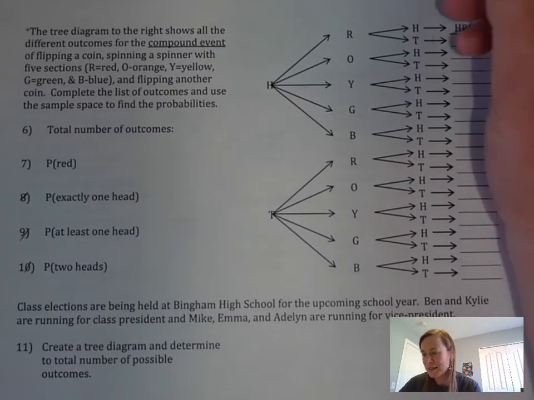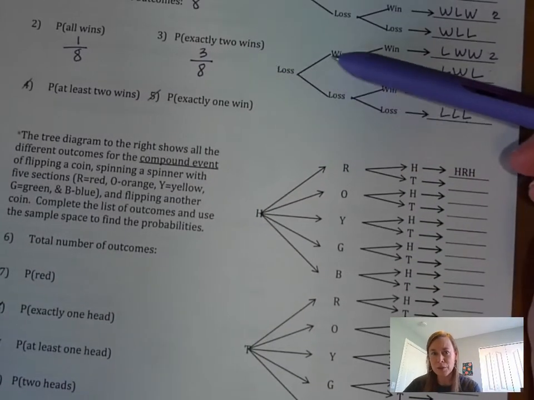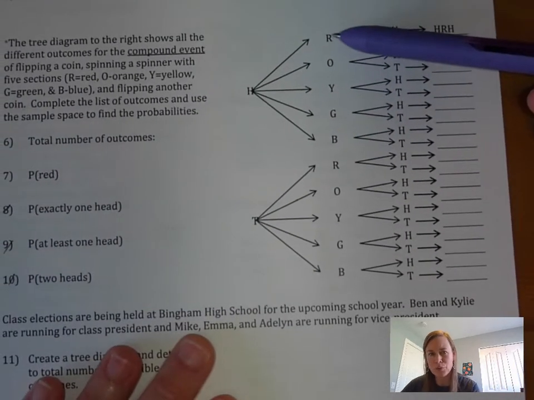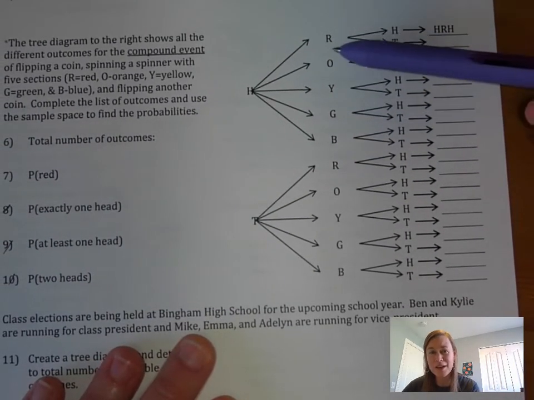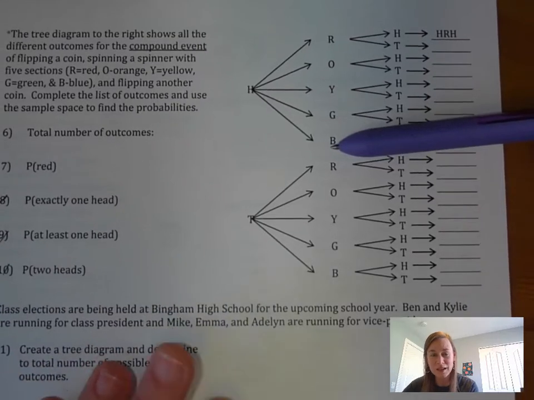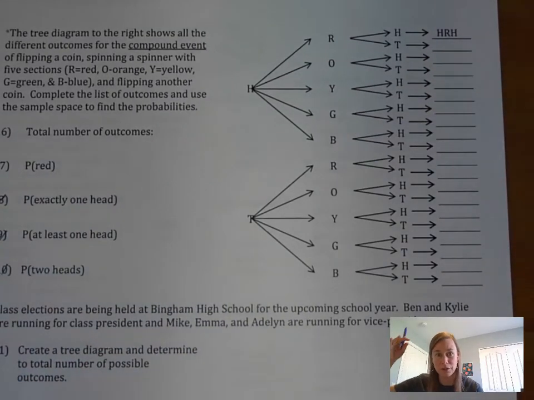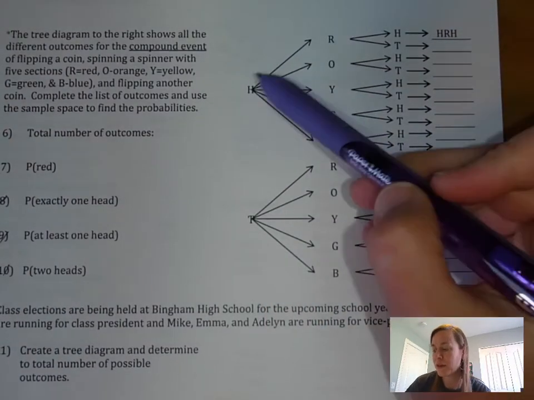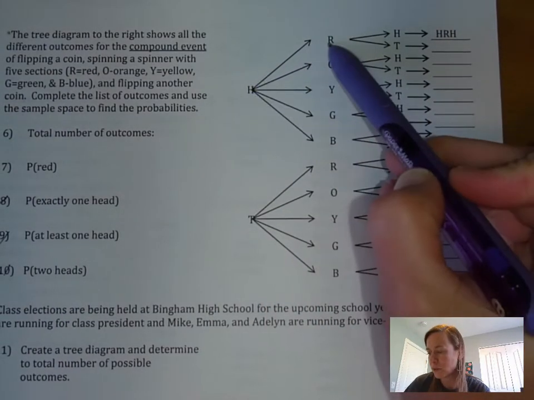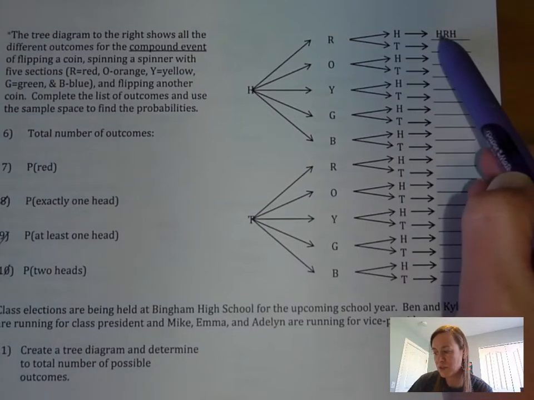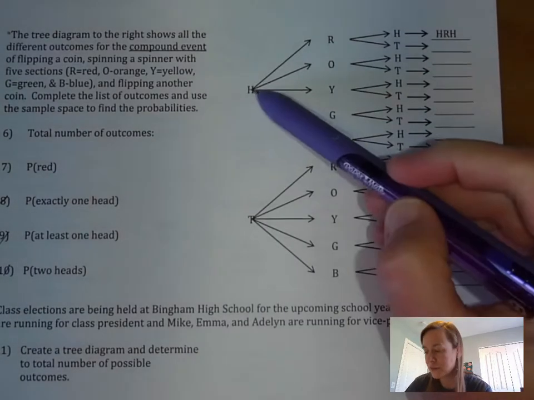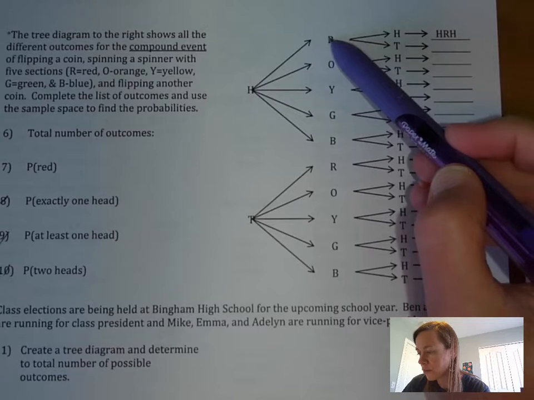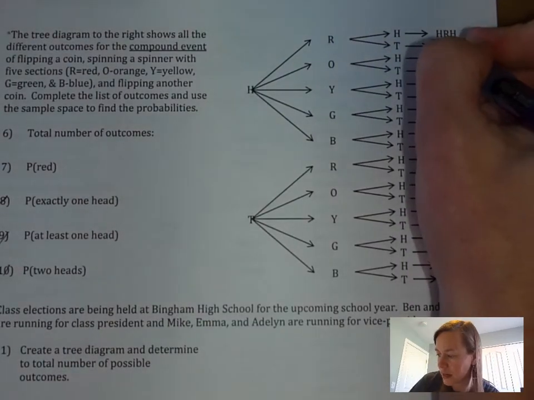In the top one, it was always just win or lose. But here you have the red, orange, yellow, green, blue. That's 5 different outcomes for the spinner. So it makes the tree diagram a little bit bigger. For the first possible outcome, we have heads, red, heads. So we just write HRH. For the next one, we're going to do heads, red, tails. So we'll write HRT.